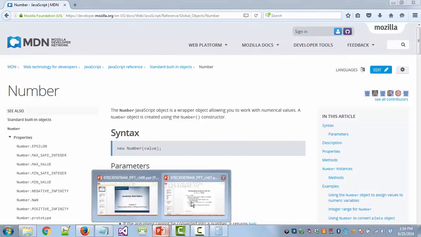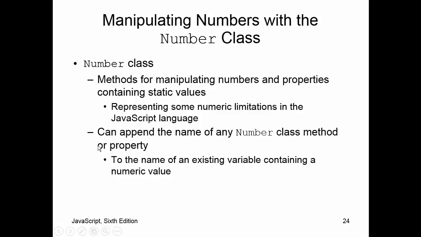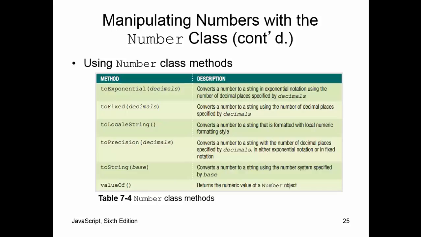So if I jump into that right now, the number class, as it says, has methods for manipulating numbers and properties. Here are some of the things that you can use. I'm not going to go into any of these at all. Nothing that's here. In fact, let's talk about one. Just one. The second one here that's called toFixed.